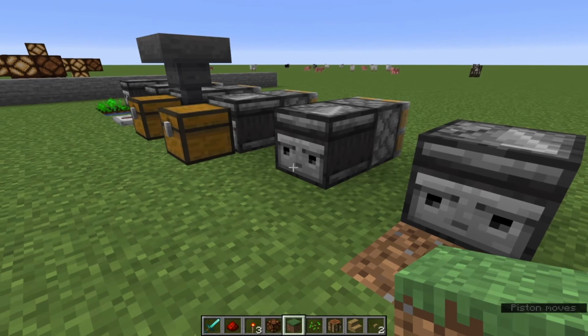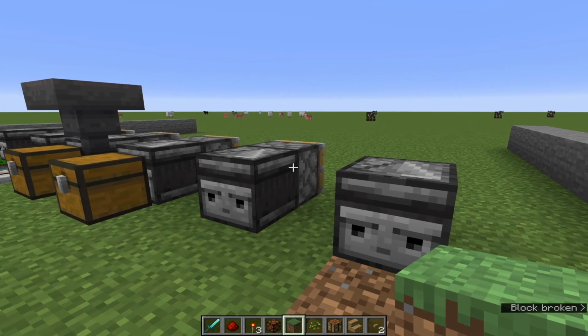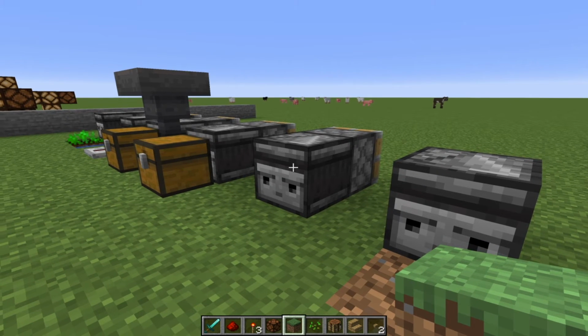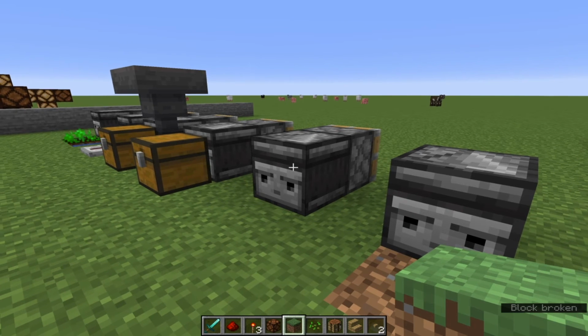Whenever there's a change, it activates, and it sends a 2-tick redstone pulse. 2 ticks is like 0.4 seconds. It's very small, but it just turns on and turns off right away, and it sends a pulse. This is extremely important in redstone builds, and we're going to be using it like crazy all over the place, and it's important for you to understand how it works.